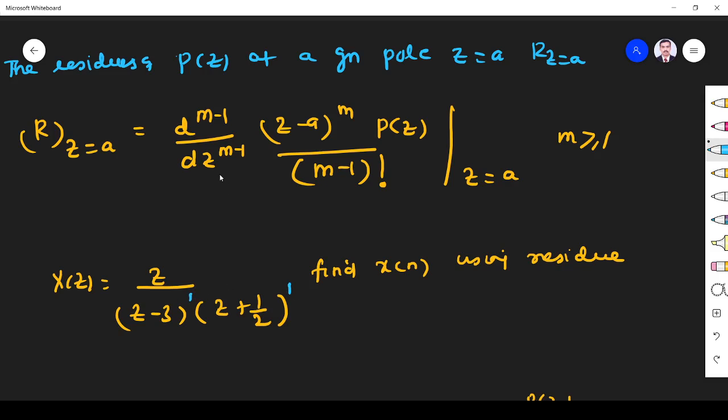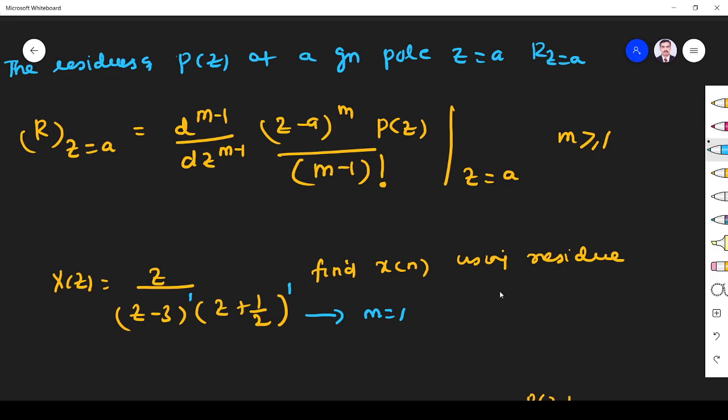So I can put m is equal to 1 here. Clear or not? If it is (z minus 3) whole power 2, then m is equal to 2. This indicates m is equal to 1. So d power 0 divided by dz power 0, that is 1. Differentiation will become 0. So I can put (z minus a) whole power 1.